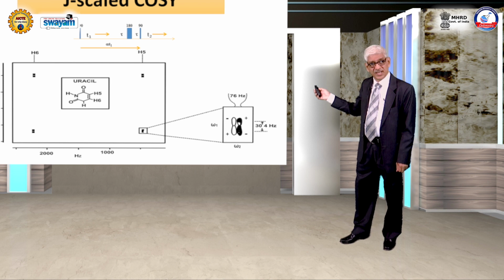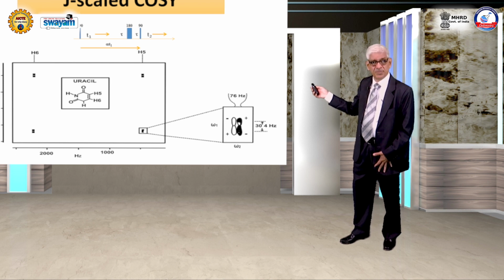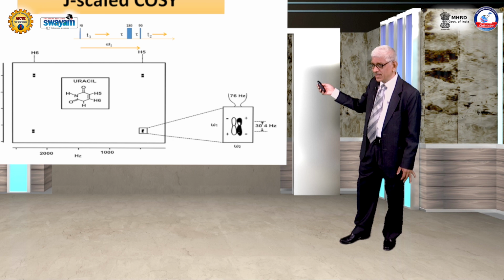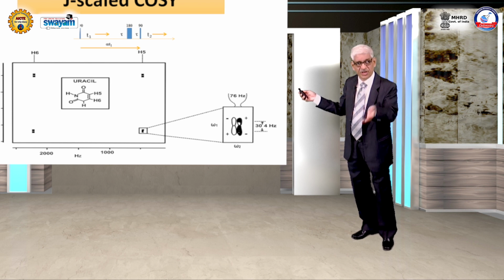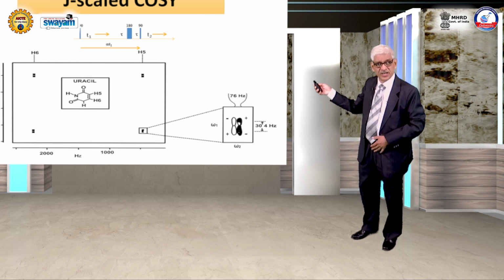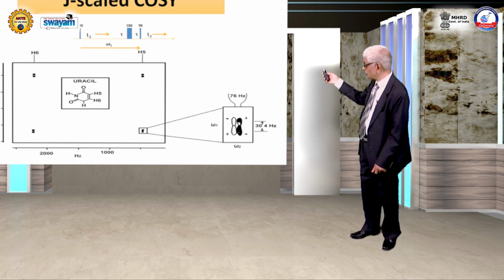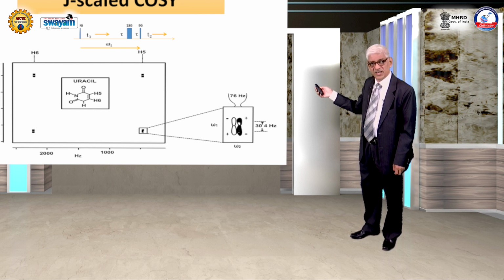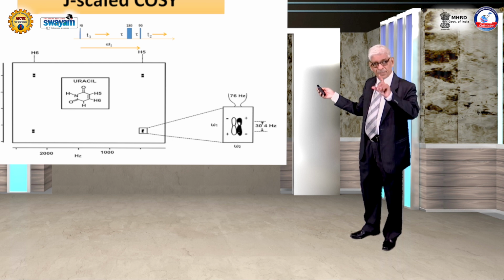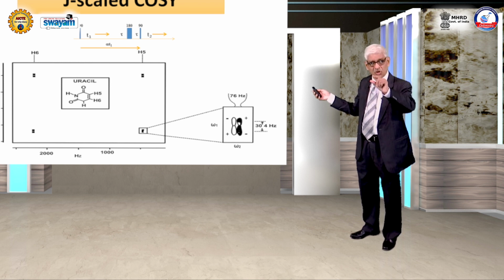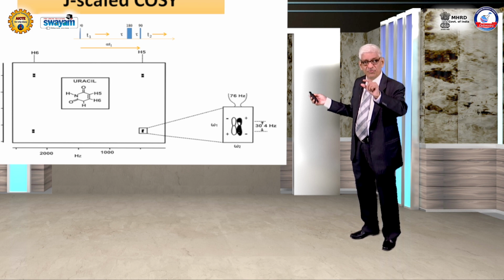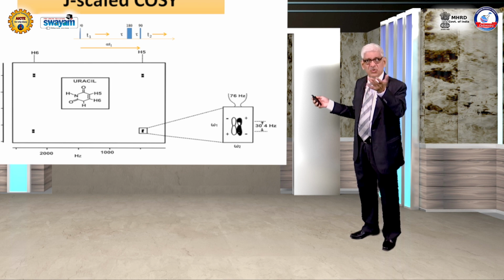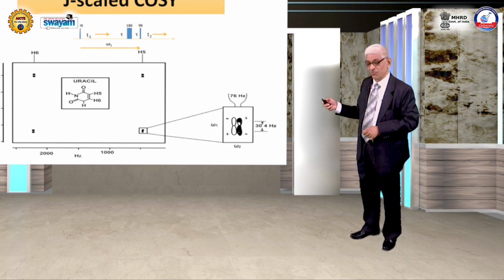The consequence of this is that the coupling constant which is present between two protons appears magnified along the omega 1 axis. After the two-dimensional Fourier transformation along the T1 axis, you get the omega 1 axis, and there the coupling constant appears magnified. So what is the result of this? The plus and the minus components present in the cross peak get separated out much more. Therefore, there is no cancellation of the cross peaks here. So this was the implication for the J-scaled COSY.